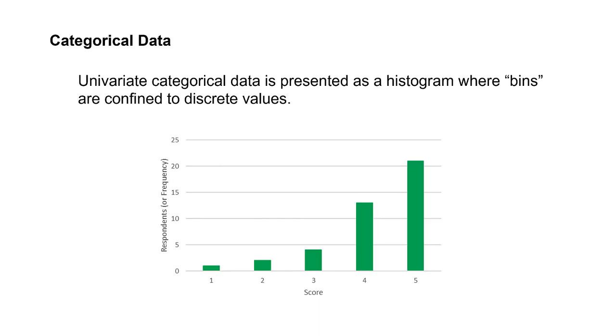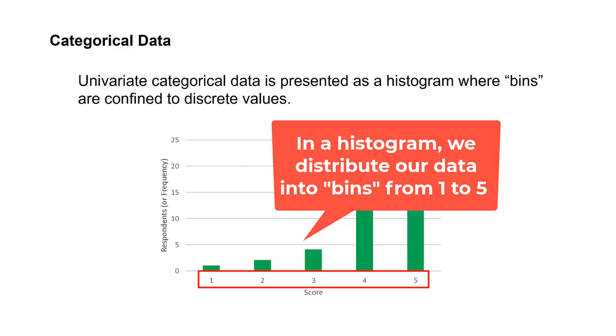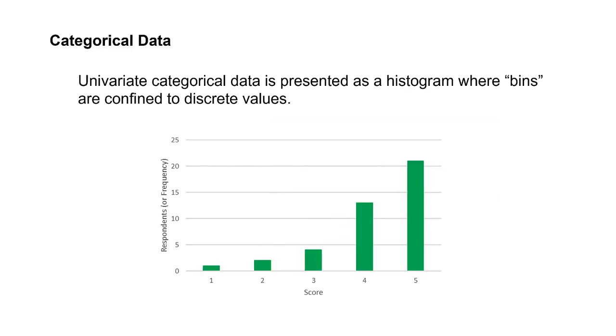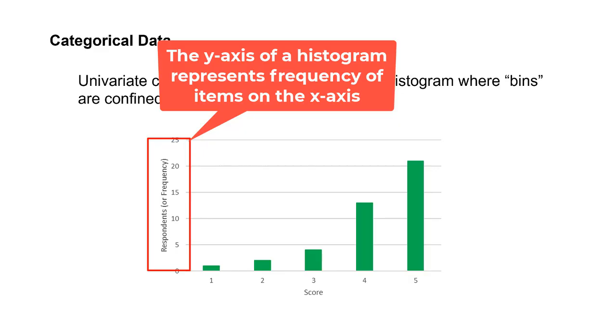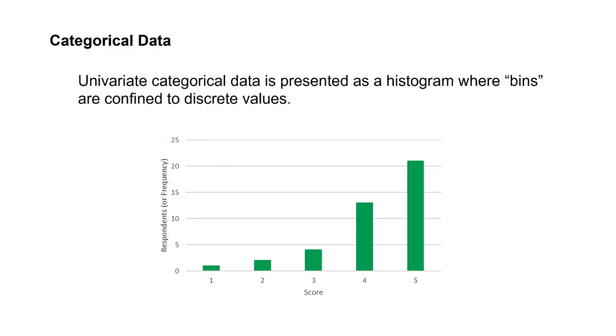Univariate categorical data is typically presented as a histogram. So in a histogram, we have bins here, 5 bins, where the bins are confined to discrete values. On the x-axis, we have the different scores here. And on the y-axis, we have the frequency, or the number of respondents giving 1, 2, 3, 4, and 5.